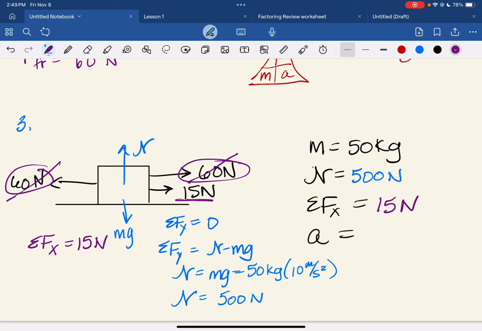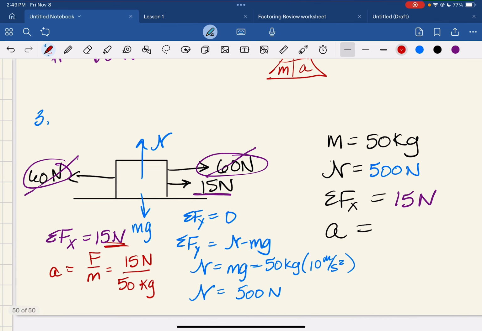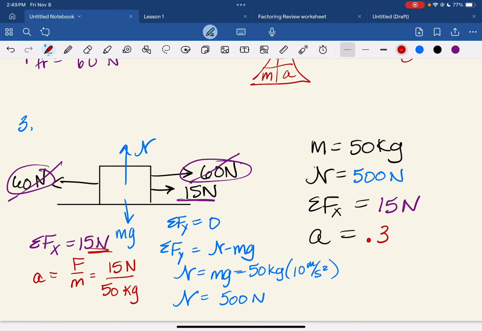Acceleration is going to be your force divided by mass, and that's this force here. So 15 newtons divided by 50 kilograms. So 15, excuse me while I get my calculator. 15 divided by 50 is 0.3. So my acceleration should be 0.3 meters per second squared.